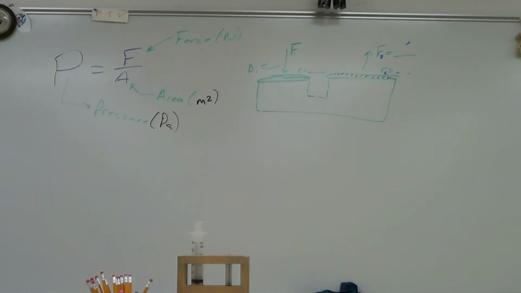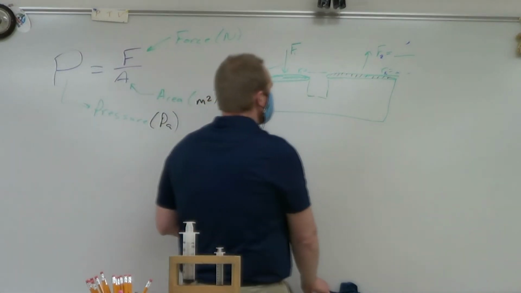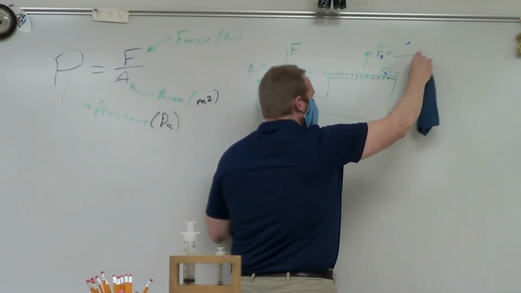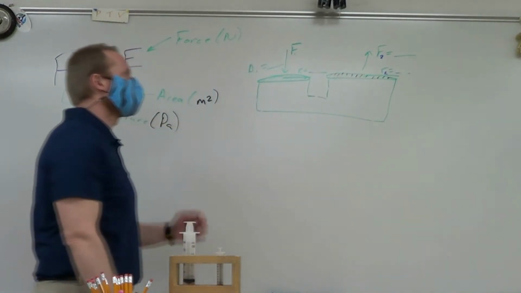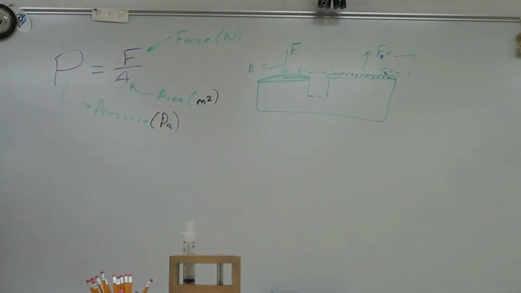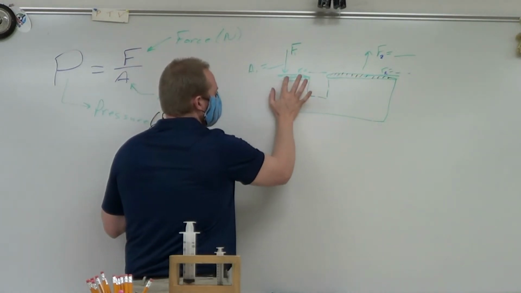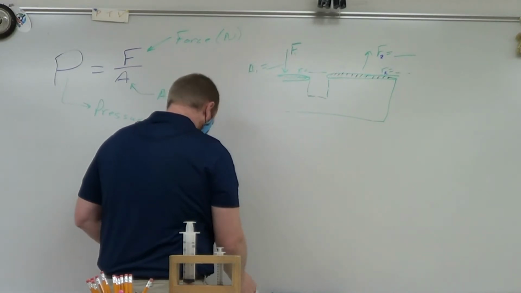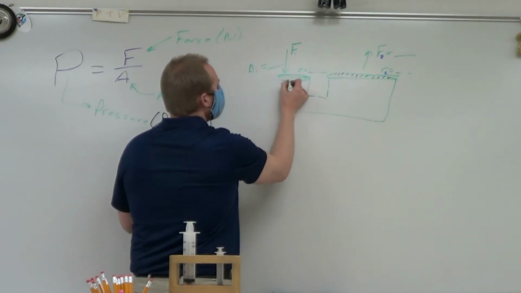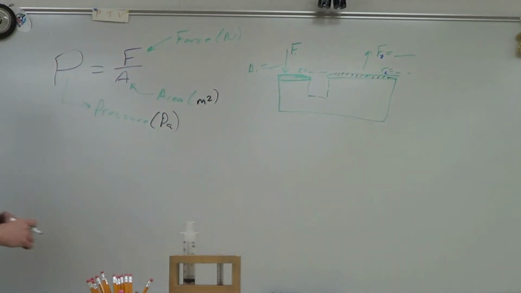Right at the end of class yesterday, I was starting to talk about hydraulic cylinders. So here's an example of a hydraulic cylinder. A hydraulic cylinder is a way that we could increase, or decrease, I guess for that matter, the mechanical advantage of an object. And I should change this to make this more obvious.